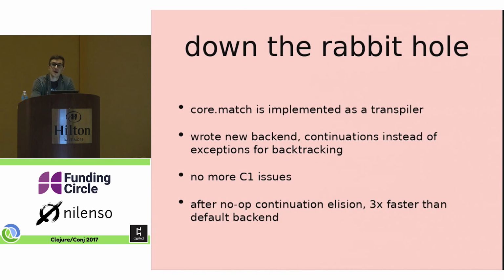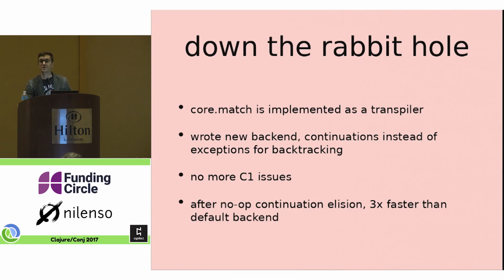So I decided that I needed to fix this in a proper way. And what really helped me was that core.match is a beautiful library, and it's implemented as a proper compiler. So it's got a separate front end and a separate back end. And so I decided that a way to fix this would be to just change how the pattern match is emitted as Clojure code. And so I wrote a new backend for core.match that uses continuations rather than exceptions for backtracking.